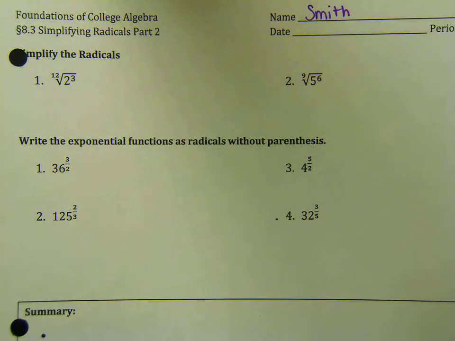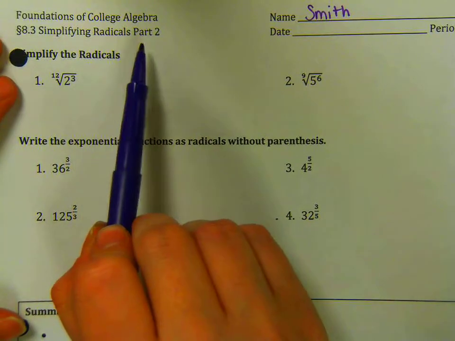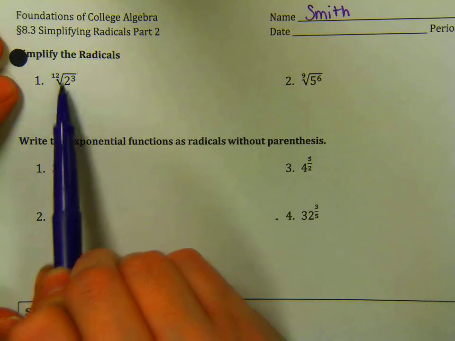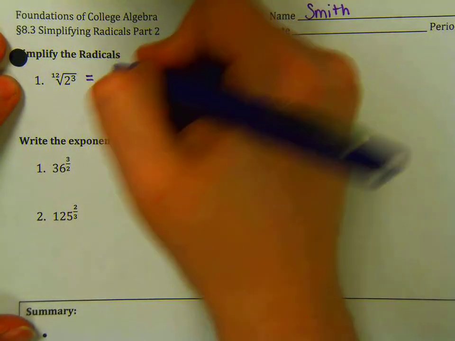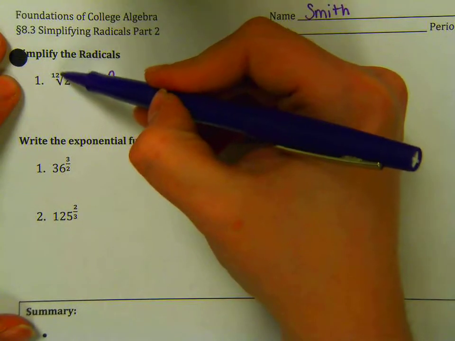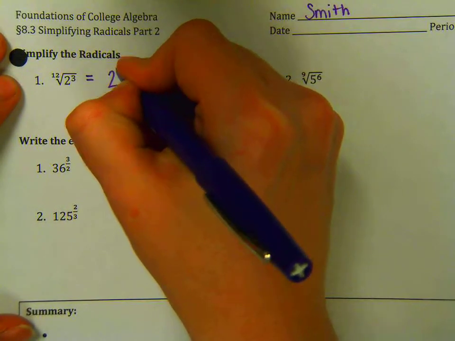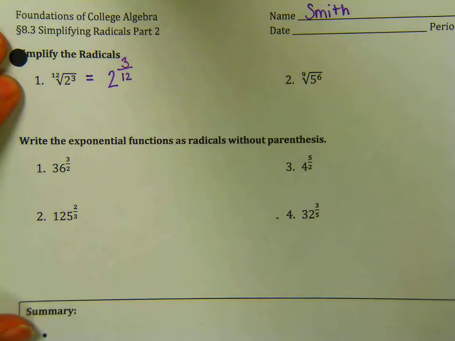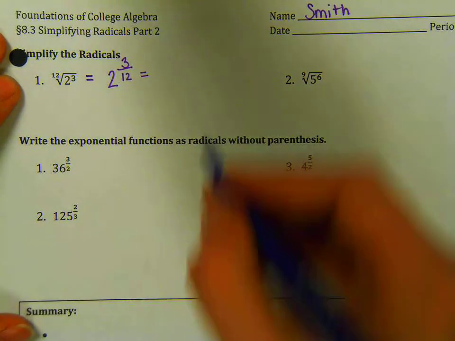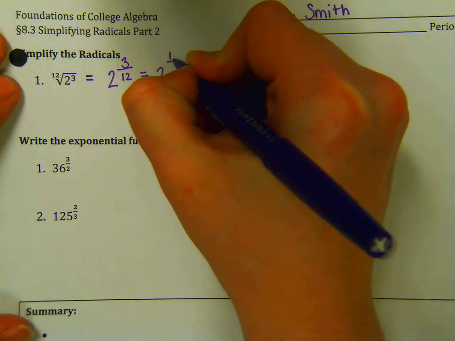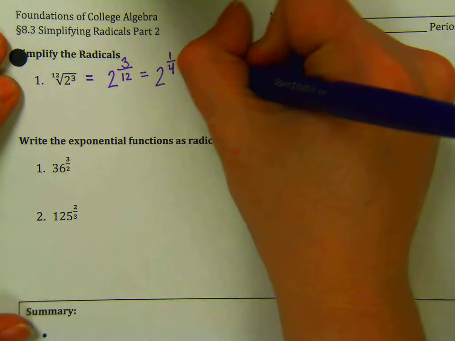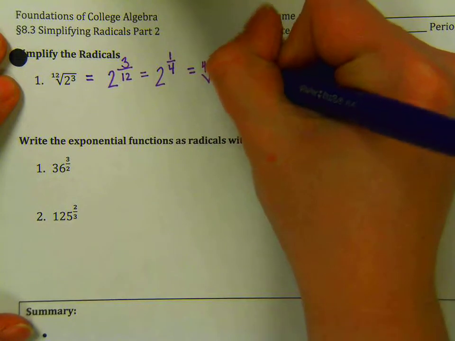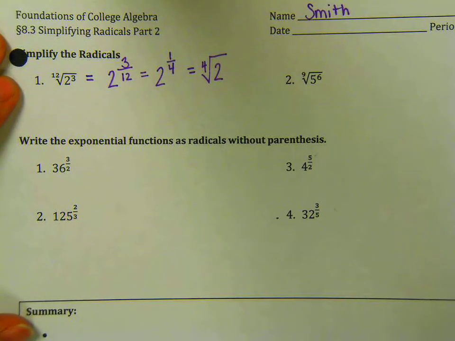So the first problem that we have on our paper, the 8.3 Simplifying Radicals Part 2, we have the 12th root of 2 cubed. So I'm actually going to go right ahead and convert that to a fractional exponent. So that would be 2. The index is 12, so that goes in the denominator. And 3 is in the numerator, because that's my exponent. From there, I'm going to simplify that fraction. So 3 over 12 can be simplified into 1/4. So it's 2 to the 1/4. And then just convert it back to a radical again. So 4 is my index this time, and I have an exponent of 1, which I don't really have to write out.